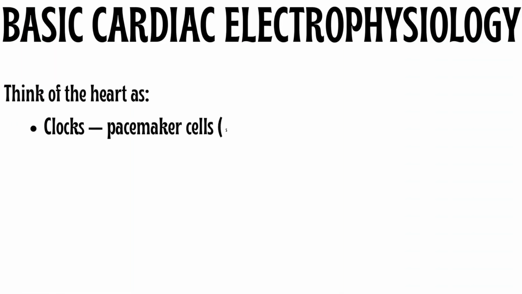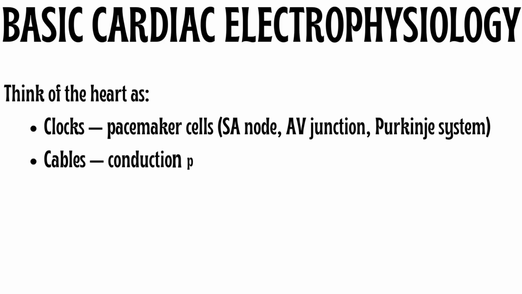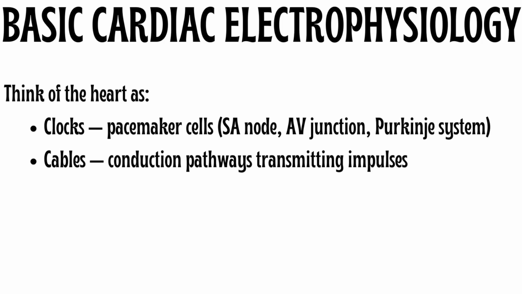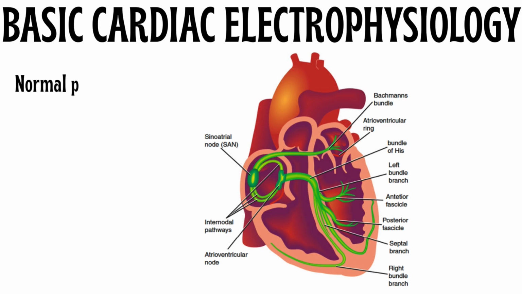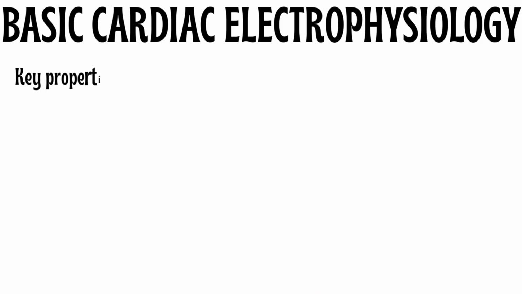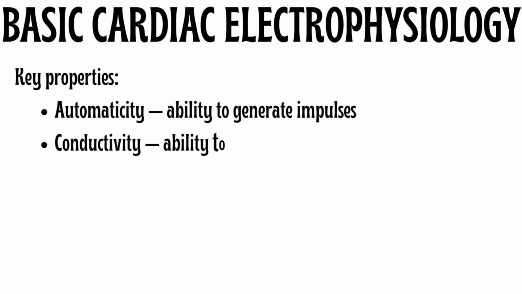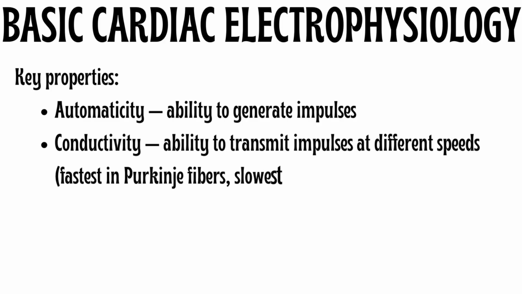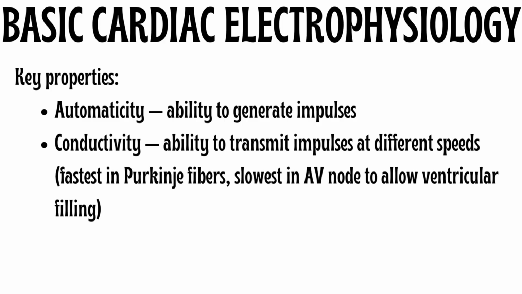The heart's conduction system begins with the sinoatrial node, the primary pacemaker. Impulses travel across the atria to the atrioventricular node, where conduction slows briefly to allow ventricular filling. The signal then moves rapidly through the His-Purkinje system, activating the ventricles in a coordinated contraction. Understanding this sequence is essential for interpreting deviations on the ECG.